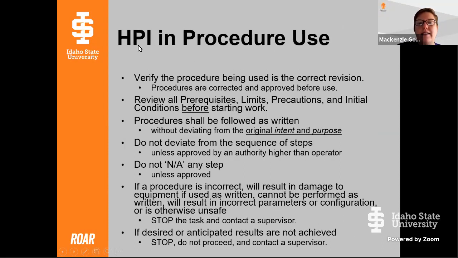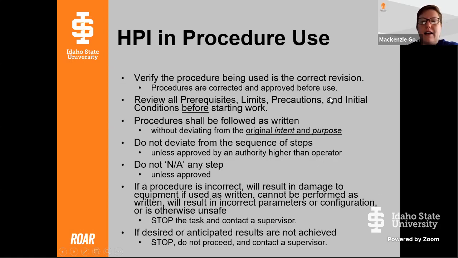A little bit about that human performance and procedure use. So these are the things that you need to do or not do in a general sense to use a procedure correctly. Before you ever start using one, verify that it's the correct revision. You're going to check the date and make sure that it's been approved, that the correct signatures are on that procedure that says, yes, this is the one that's correct.